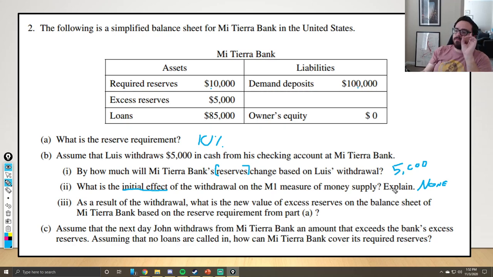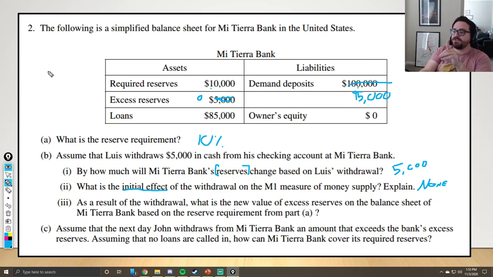So moving between cash and demand deposits, minus 5,000 from one, plus 5,000 to the other, nets out to no change. And then three, as a result of the withdrawal, what is the new value of excess reserves on the bank balance sheet based on that reserve requirement? Okay, so we've got to do some stuff here. This $100,000 drops down to $95,000. This $5,000 drops down initially, like a microsecond, to zero.